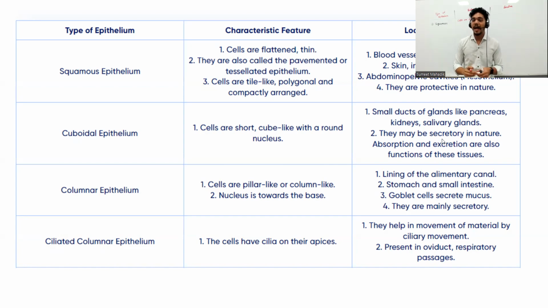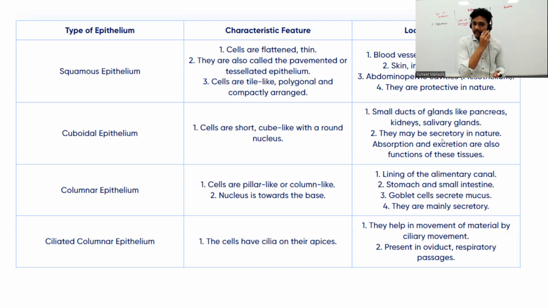They are also called pavements. What is pavement? You must have seen on the roadside, on the street, the stone-like structures when you are walking. A pavement is a walking area on the roadside only for walking of people. On that you can see structures arranged very close to each other, so they are like squamous epithelium. So it's called pavement epithelium also.